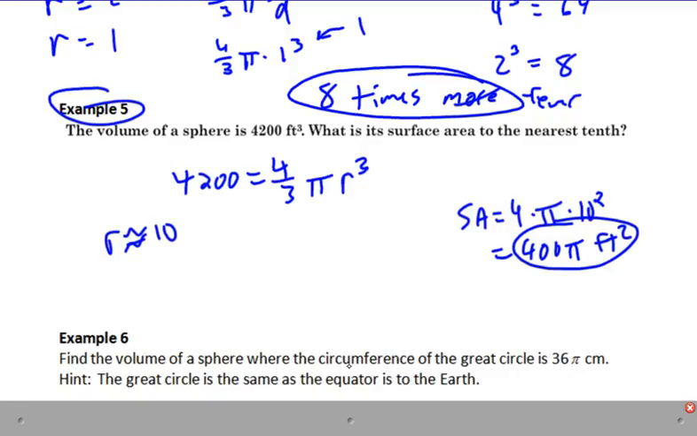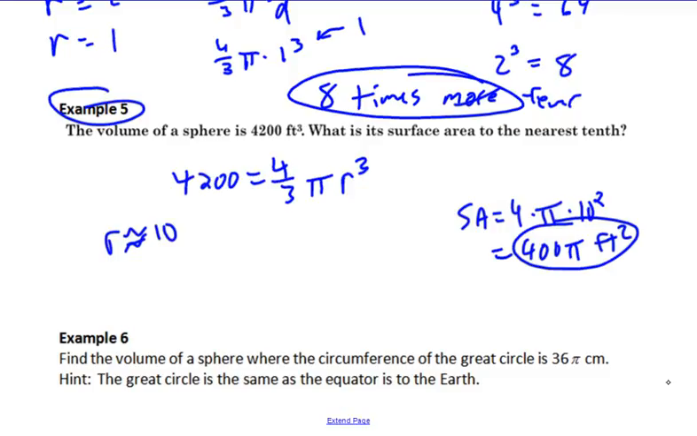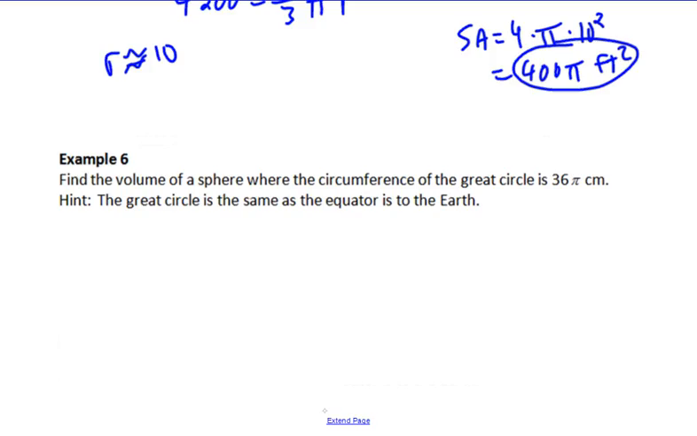Okay, last example here. Number 6. Find the volume of a sphere. Well, the circumference of the great circle is 36 pi. But keep in mind, the great circle is really the circle that would include the radius and the diameter of that sphere. So if that's 36 pi, then that means that's the diameter times pi, so the diameter equals 36, and the radius equals 18. And find the volume of that.